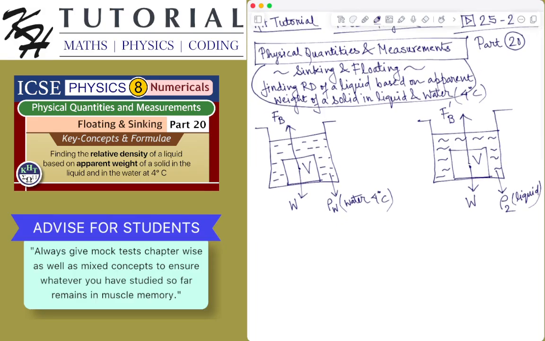Now, in the figure on the left hand side, the liquid is water at 4 degrees centigrade. What we are given is either the loss of weight of the solid in the liquid and water, or the apparent weight. Let's say we are given the apparent weight. The apparent weight, we know, is W dash equal to W minus FB. So this is the apparent weight, and we are given W dash, the apparent weight.